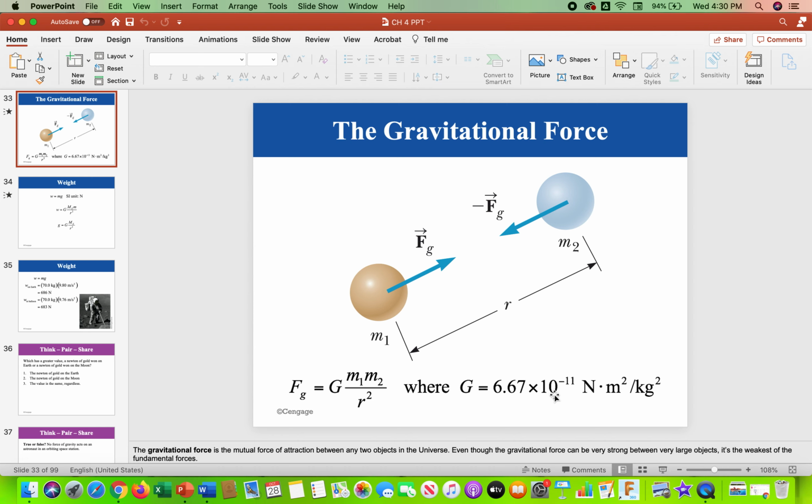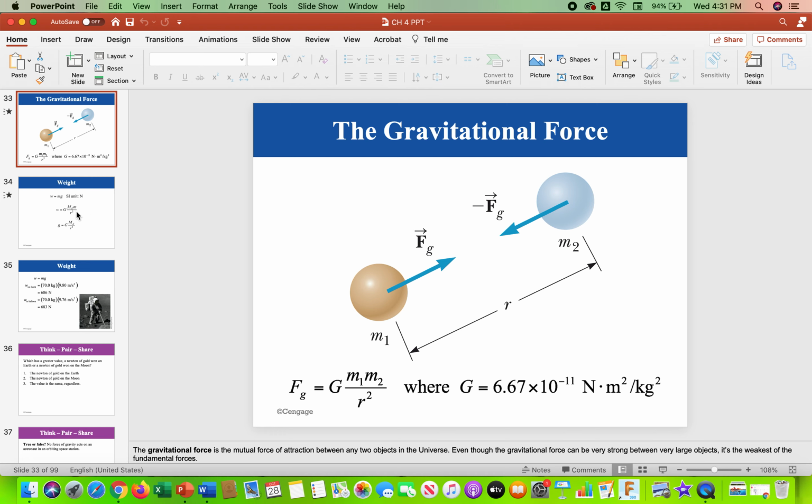It's a very small number, and that's why we don't feel a gravitational force between people standing next to us. But the Earth is so big that when you multiply these numbers together, even though the radius is big, you get a big enough force to be pulled towards the Earth.